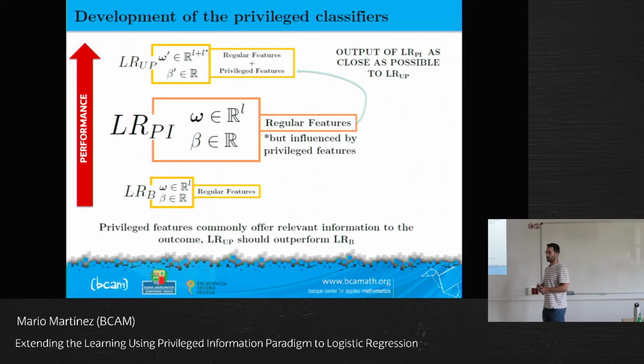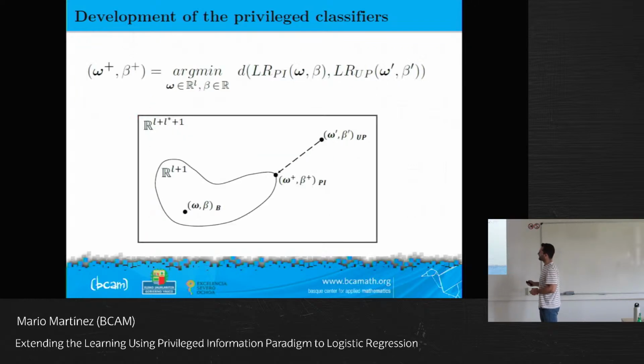Here we have a figure where this rectangle contains all the parameter space, with the parameters associated with the regular and privileged features. The L denotes the regular features, L asterisk the privileged features, plus 1, which is the intercept. This set of parameters only represents the parameters associated with the regular features. So inside this set, we have only the parameters of the classifier and also the parameters of our privilege model. But outside, we have the parameters of the unreal privilege classifier, because this model is composed of regular and also privileged features.